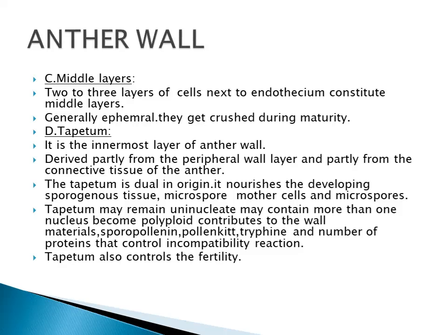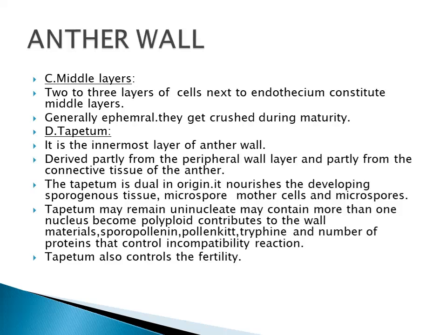The tapetum may remain uninucleate. Sometimes it may contain more than one nucleus. In such cases they are called polyploid. That polyploid condition of the tapetum helps in the formation of sporopollenin, pollen kit, tryphine and a number of proteins that control the incompatibility reaction. Incompatibility means the maintenance of the fertility nature of the pollen grains.